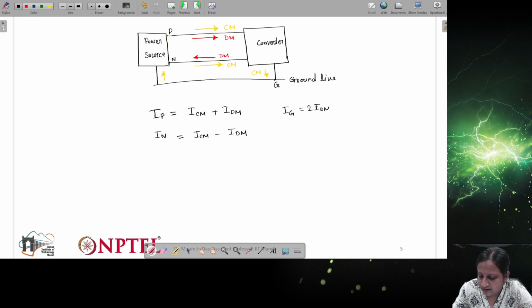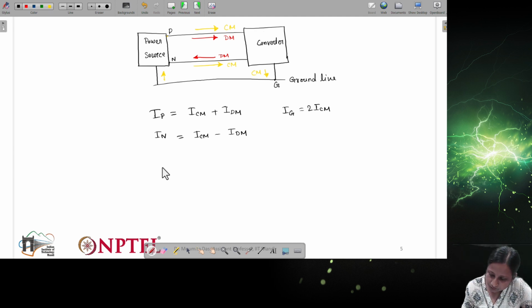That you can understand. Basically, in the positive line and negative line, the common mode current is flowing in the same direction. So twice this line current, or the summation of the positive and negative line currents, will be going to the ground. In this case we are considering the same currents flowing in the positive and negative lines, which is why I am representing it with the same current ICM, and this twice ICM will be going to the ground line.